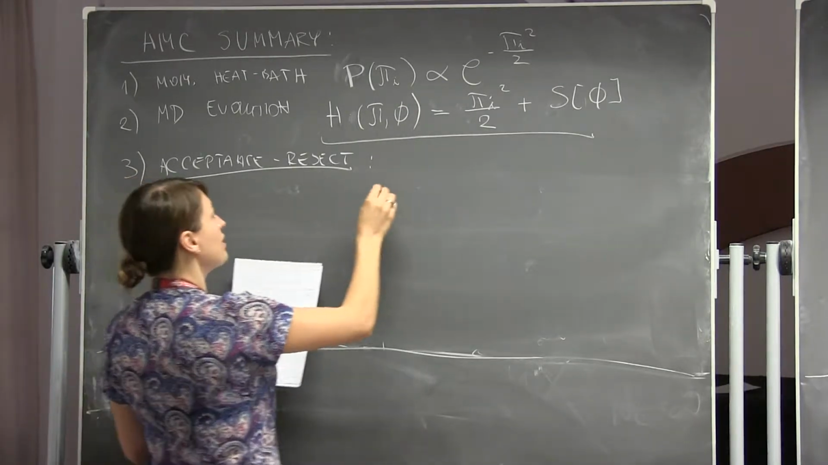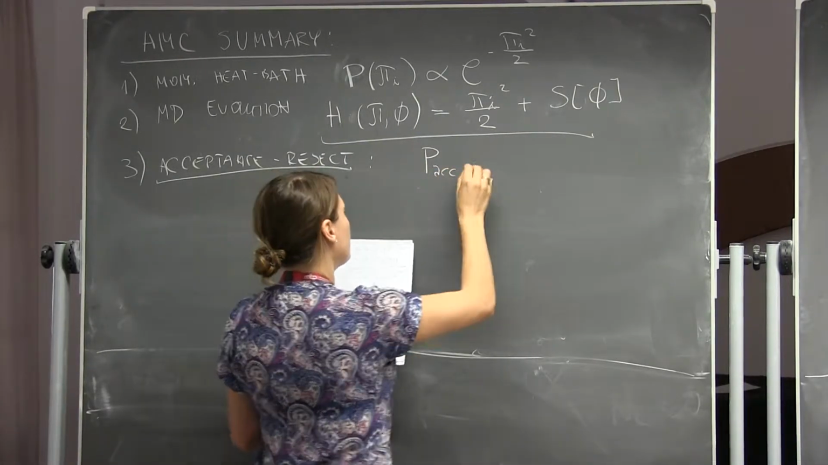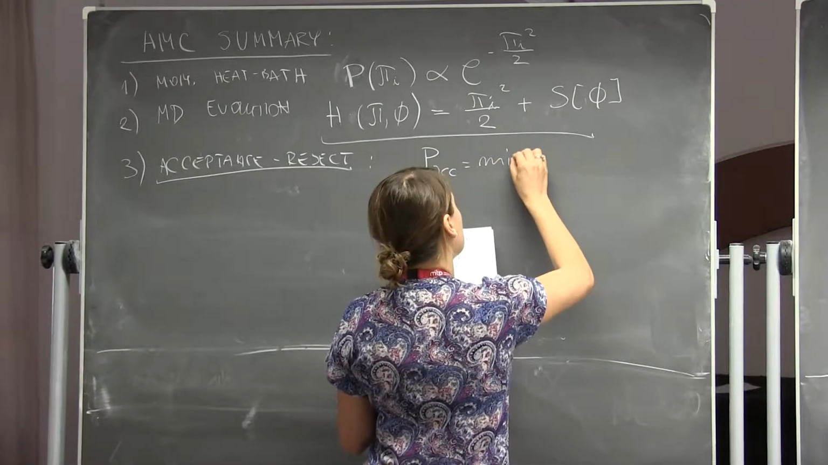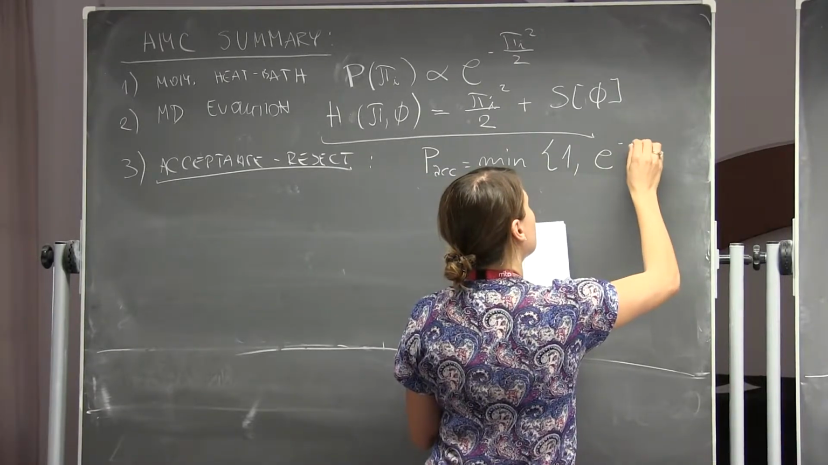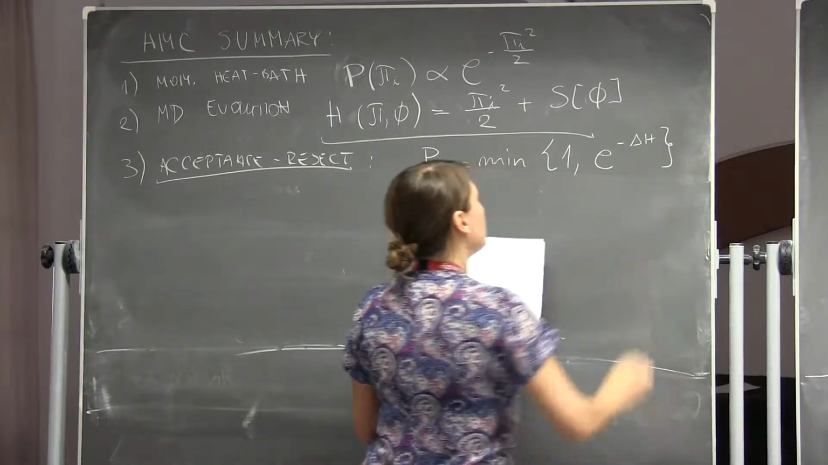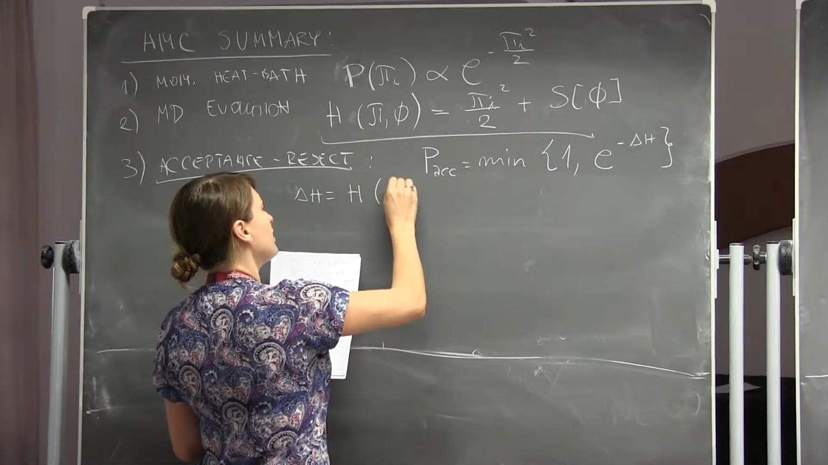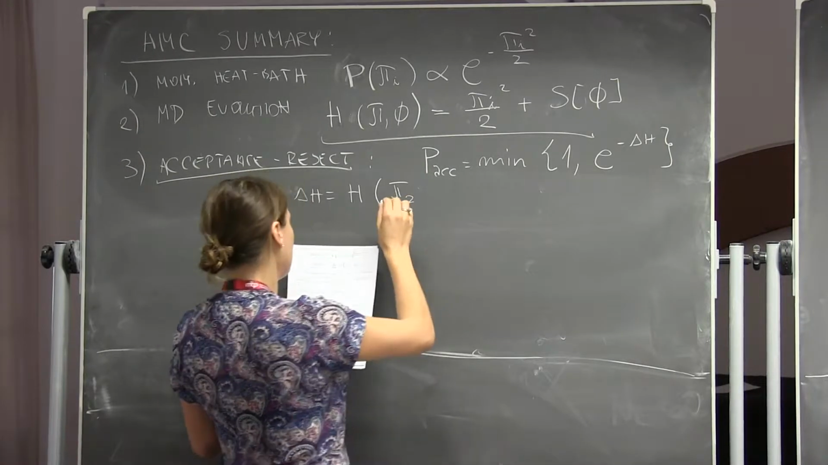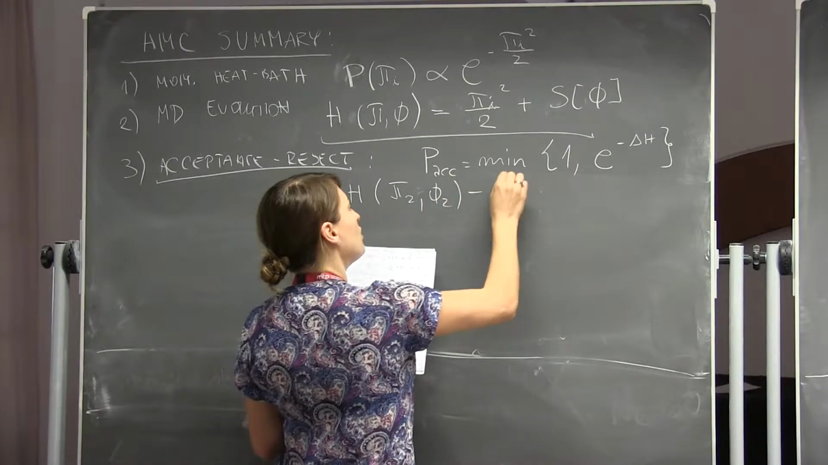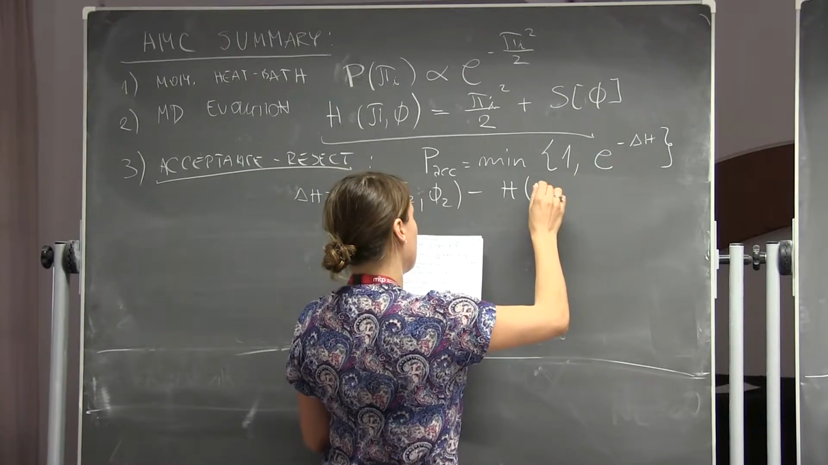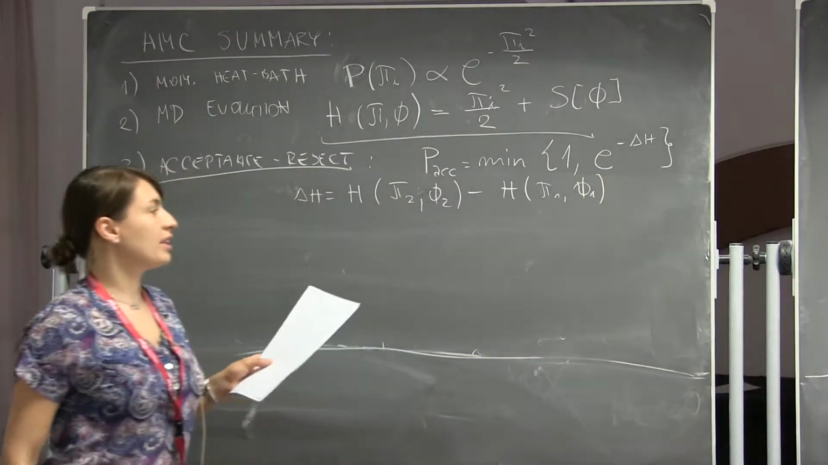And this accept-reject step accepts the new field configuration with the acceptance probability, which is equal to the minimum of 1 and e to the minus delta H, where this delta H was defined as the difference between the final Hamiltonian at the end of the trajectory minus the Hamiltonian at the beginning of the hybrid Monte Carlo trajectory.